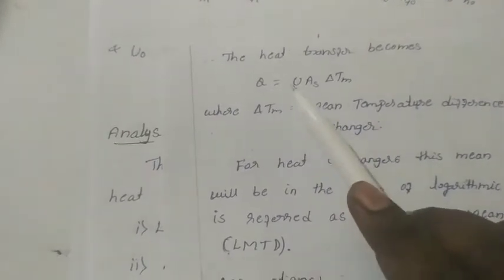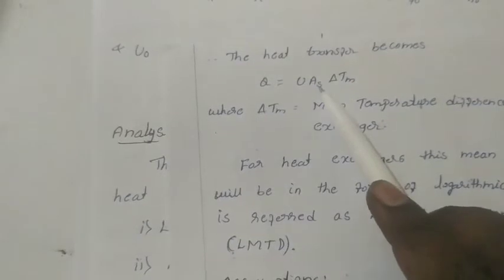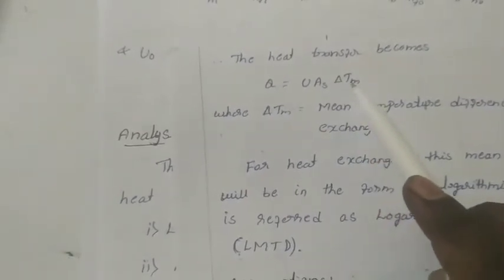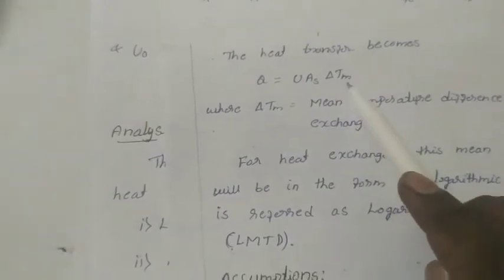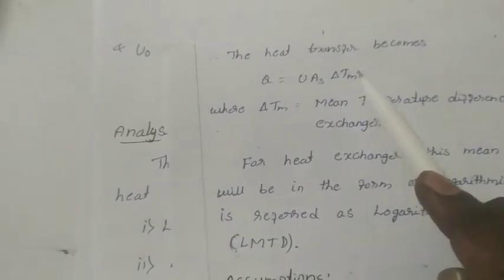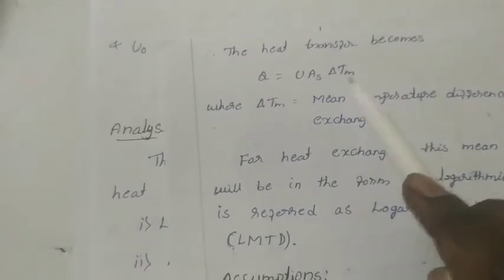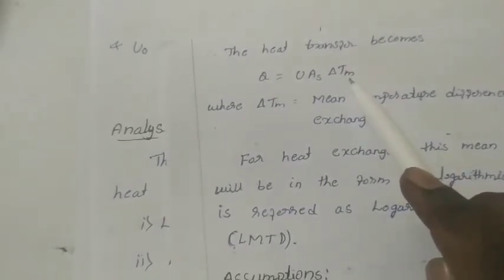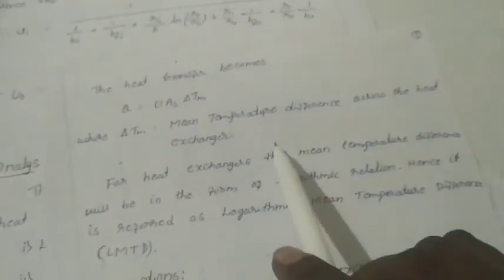Q equals U A delta T mean, where U is the overall heat transfer coefficient, A is the surface area of the heat exchanger, and delta T is the temperature difference between the hot and cold fluid, but we have to take the mean value, because the temperature difference varies with position along the length of the heat exchanger. So delta T mean is the mean temperature difference across the heat exchanger.